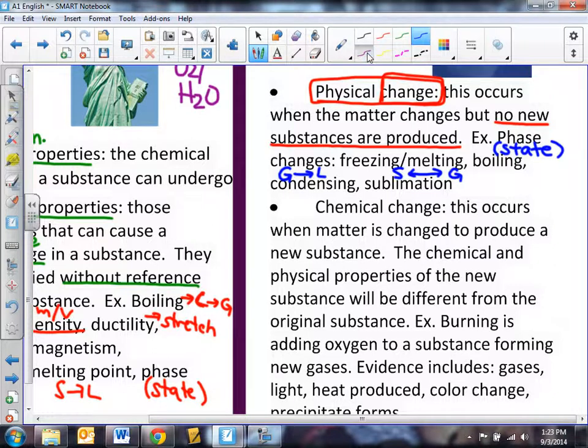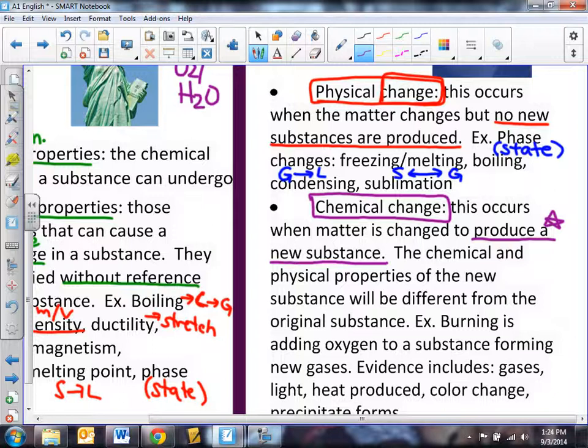A chemical change is something that occurs when matter is changed to produce a new substance. That is the key. That is the difference. If a chemical change has occurred, there has to be a new substance produced, something that wasn't there before, but is now. So in the case of the Statue of Liberty, I didn't have that green rust before, and I do now. That's how I know I have a new substance produced.